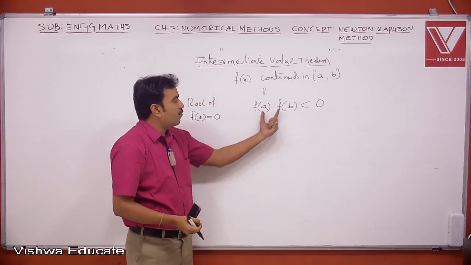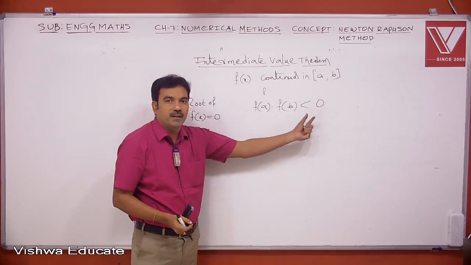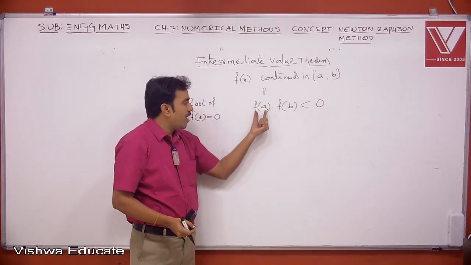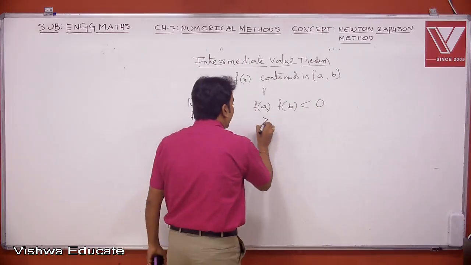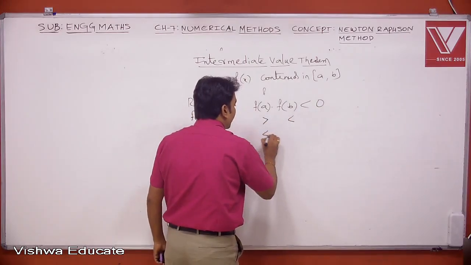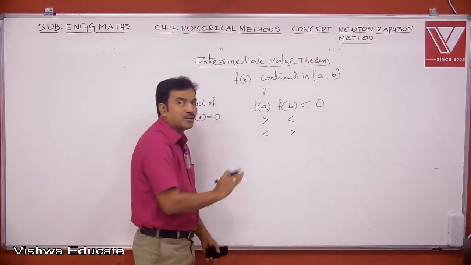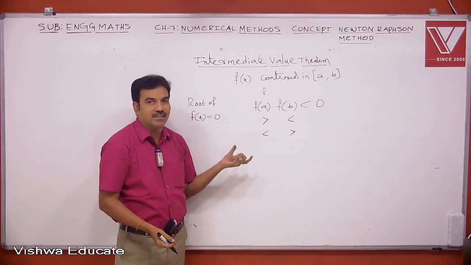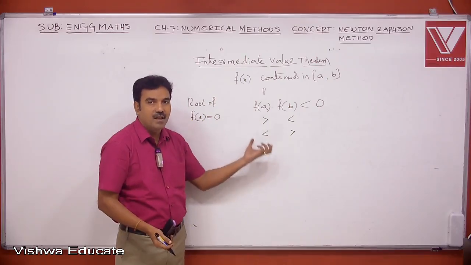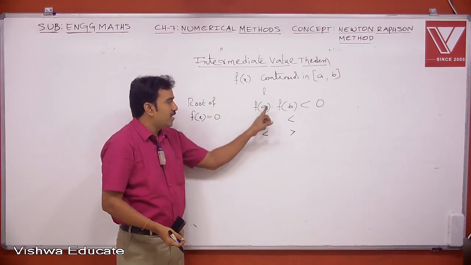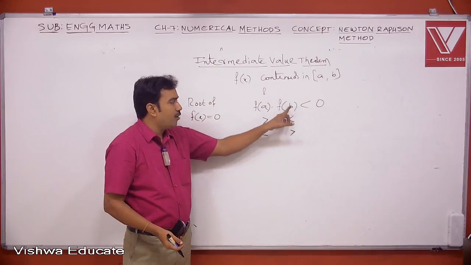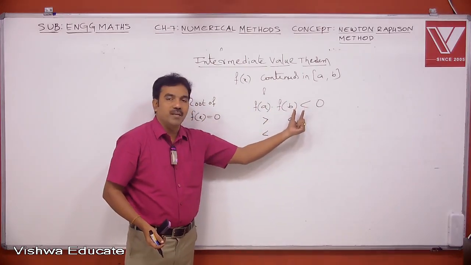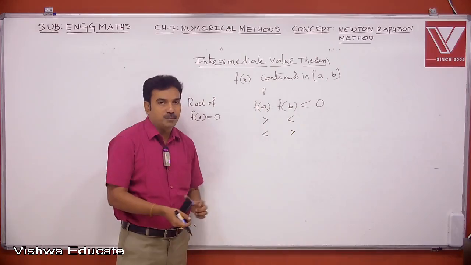So, when the product of two numbers is negative, what does it mean? One must be positive and the other must be negative. So, if f of a is positive, then f of b must be negative. If it is negative, then this must be positive. But no value should be equal to 0. See, if f of a is 0, then a is a root of my equation. My job is over. I need not discuss these many points. But here I am saying that f of a dot f of b is less than 0. So, the product of two numbers is less than 0 means one must be negative and the other positive.